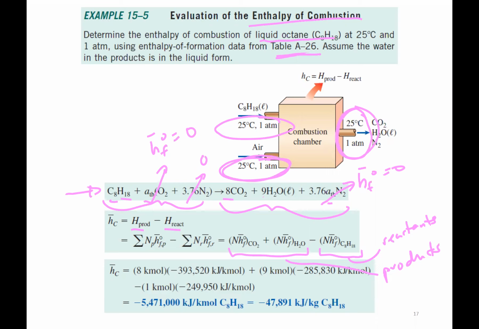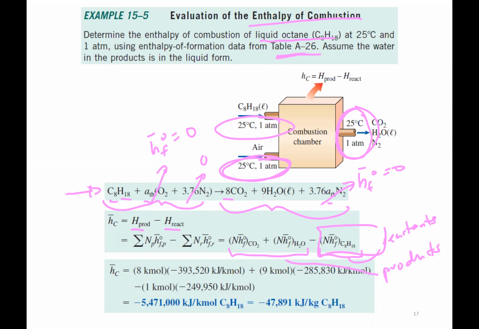So then it's just CO2 in your products, water, and octane in the reactants. But you could also put in nitrogen here from your products. When you substitute N times hf, your hf would be 0 for N2.